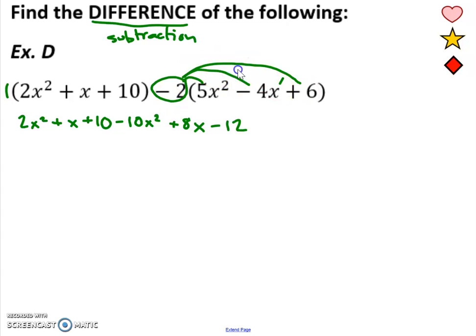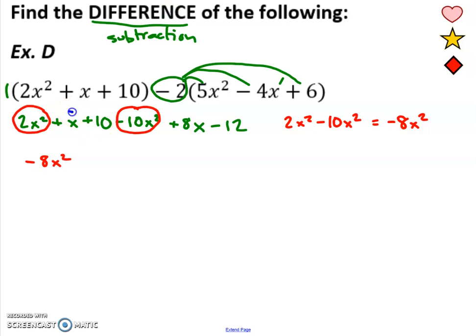Okay, so distribute, multiply everything by negative 2. Everything. Don't be lazy. Don't forget. We start doing things, but times everything. And now combine. Look for the highest exponent first, which is my squared. So I'm going to go 2x squared minus 10x squared. Okay, I'm more negative, so that's going to be negative 8x squared. Cool. Okay, now I'm going to look for the next highest, which is my x, right? So I have x here plus 8x, so I have 1x plus 8x. That's going to be 9x.